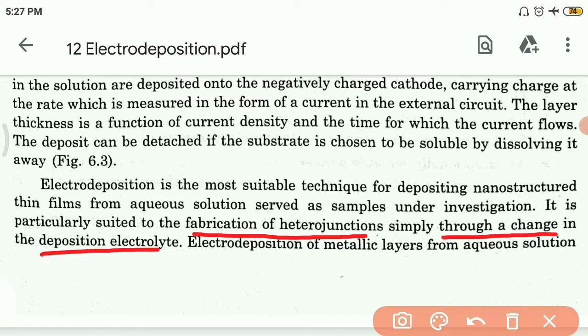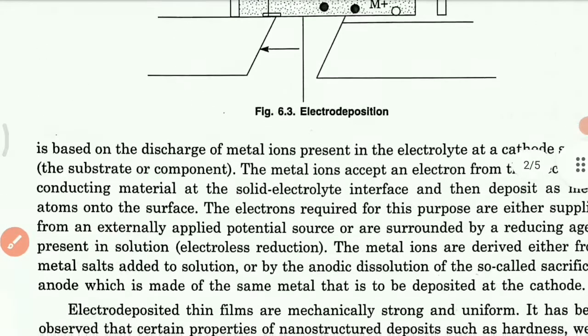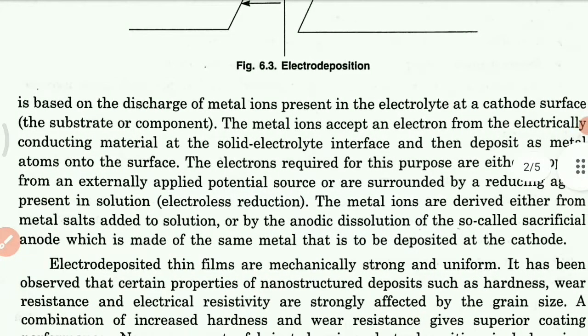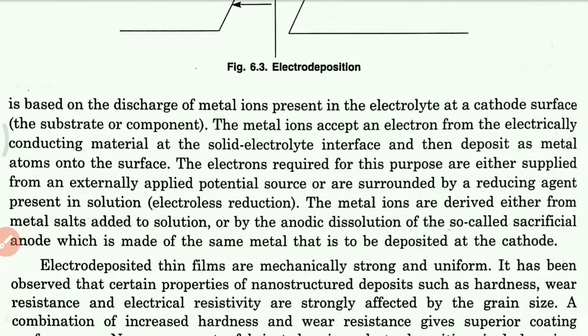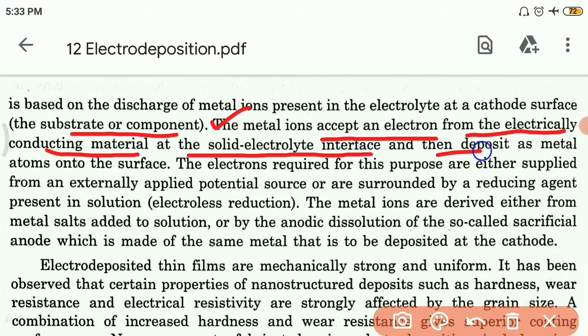Okay, so electrodeposition of metallic layers from aqueous solution is based on the discharge of metal ions which are present in the electrolyte at a cathode surface, that is the substrate or component. Now the metal ions accept an electron from the electrically conducting material at the solid electrolyte interface and then deposit as metal atoms onto the surface.